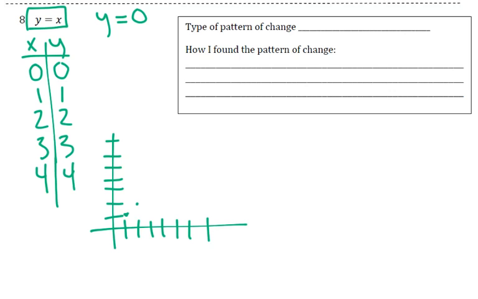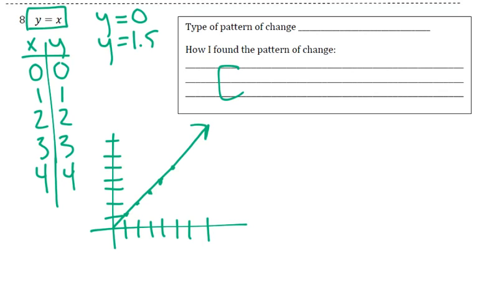Just basically like this. Straight line, right? It keeps going. Okay, could we decide if it's discrete or continuous? Yeah, we could. This one would be continuous because if I put in 1.5 for x, we'd get 1.5 for y.